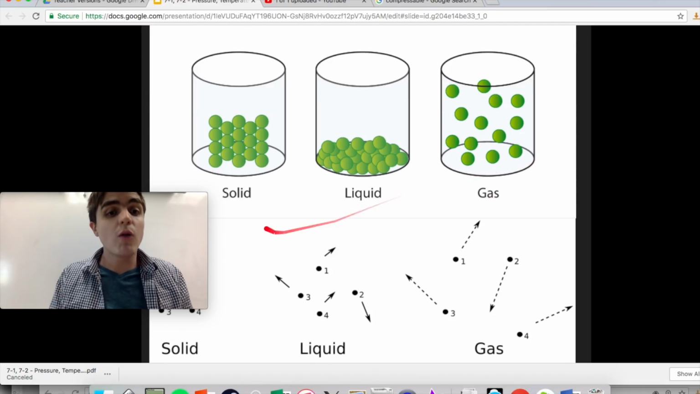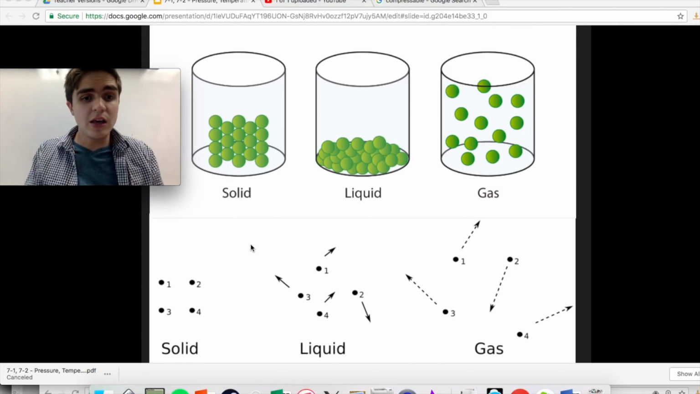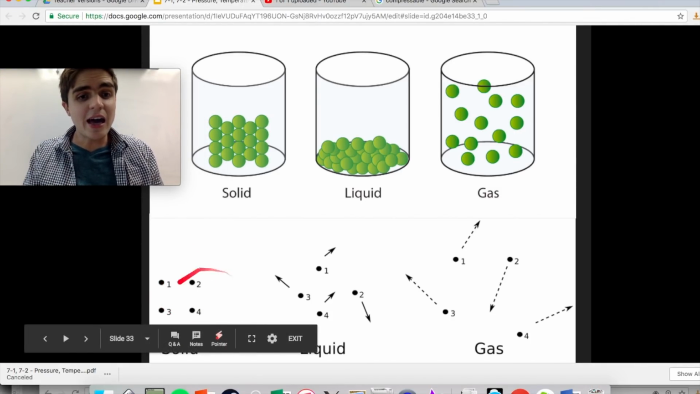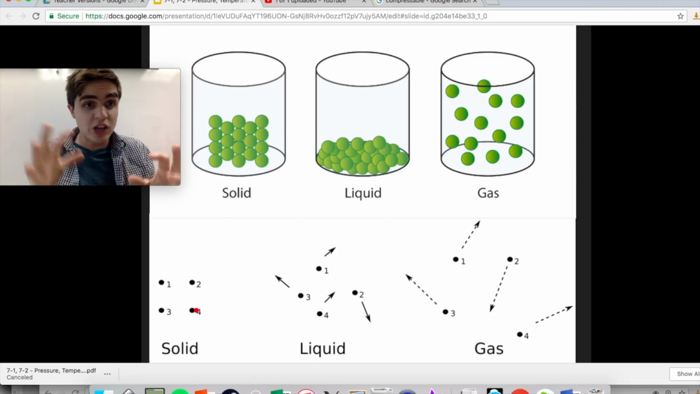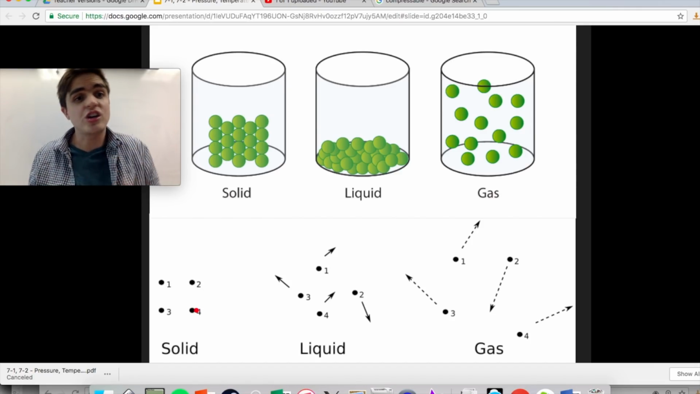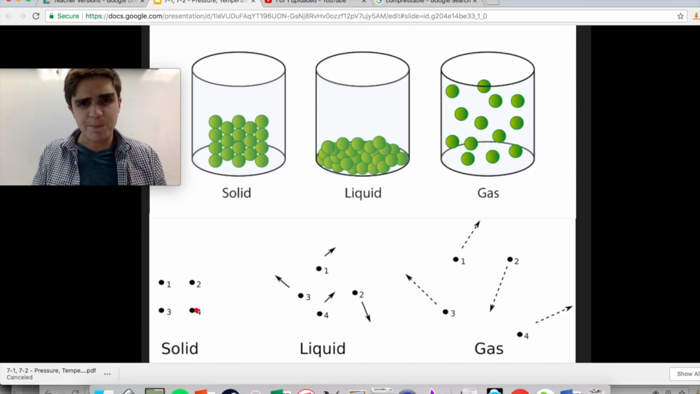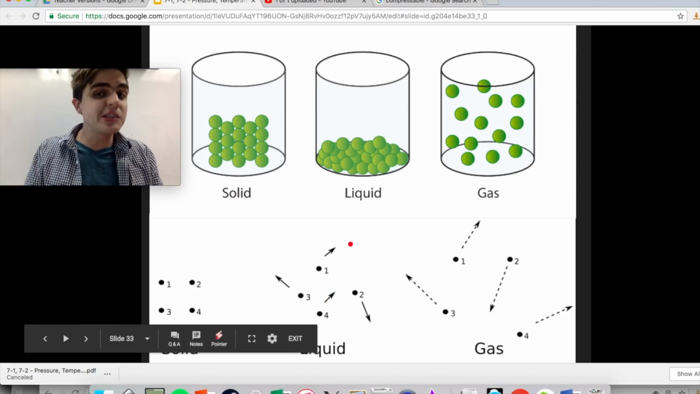We've talked about this. What I want to point out here is the solid has very little motion. Basically, they're so tight in that all they can do is sit here and vibrate in their own little shells. And as I warm it up, they vibrate more and more until they shake themselves apart and turn to a liquid. A liquid will have some velocities.